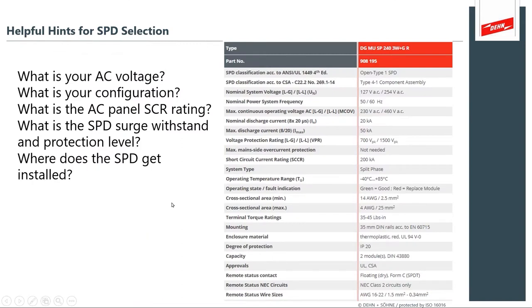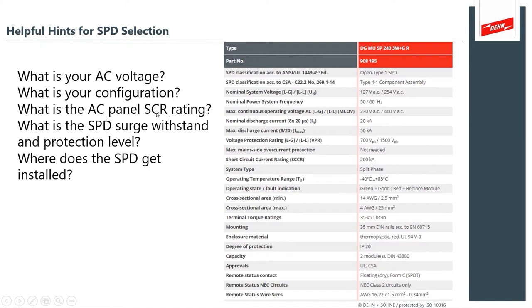So some helpful hints for selection of SPDs. We get a lot of questions about how do I pick the right SPD for my application? Well, what is your AC voltage? And here we're looking at the nominal system voltage. What is your system configuration? Is it 2-wire, 4-wire? Is it 3-wire plus ground? Split phase? These are the questions we have to ask ourselves.